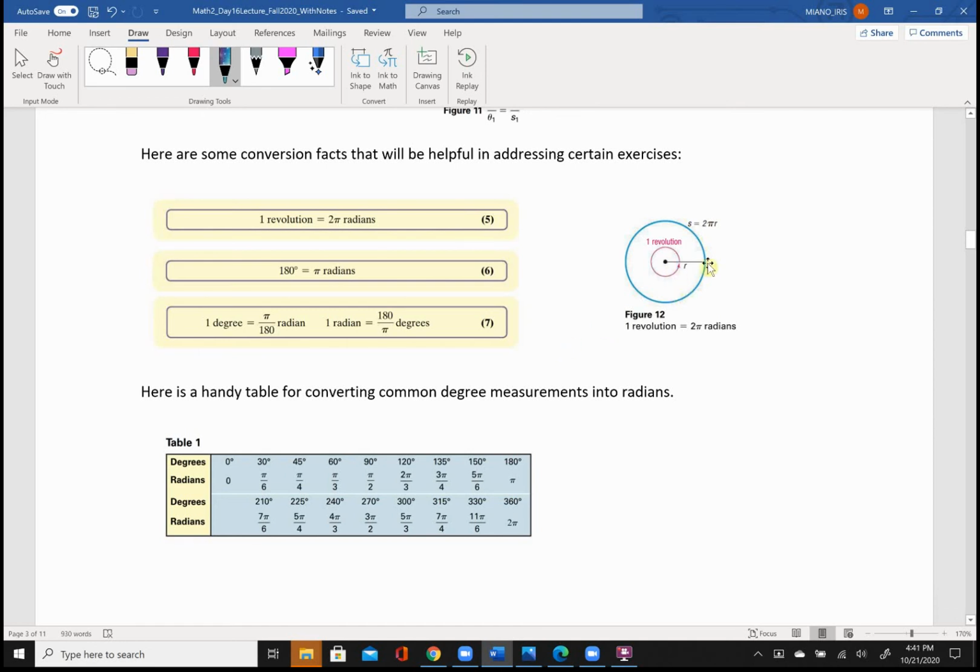Now, if your radius is something other than 1, then we need to talk about what's going on with various measures that could be going on here. We'll talk about that in 5.2. It's coming.